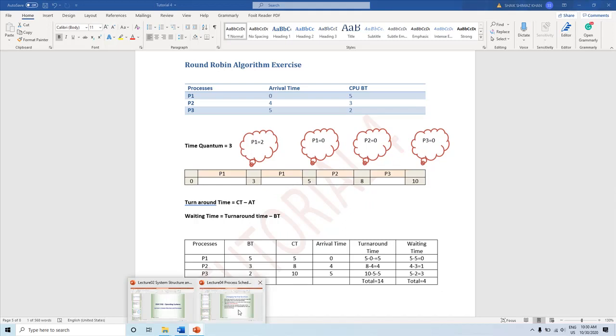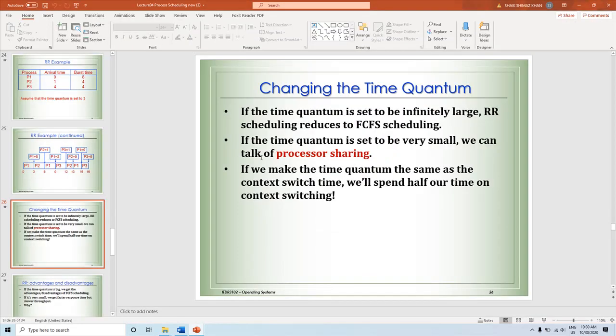So the basic idea here is that the time quantum should not be large. If it is very large, it would behave like an FCFS algorithm. And the time quantum should not be very small. If it becomes very small, then some amount of time would be wasted on context switching. So this is what you have to understand. Clear?